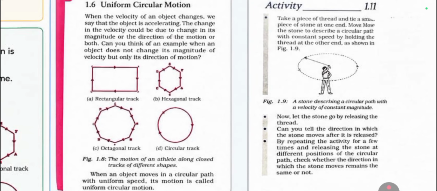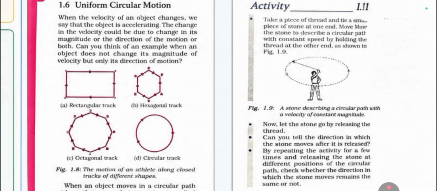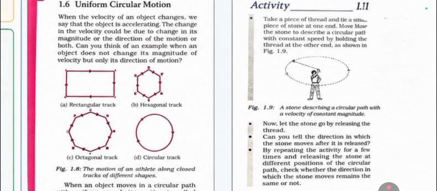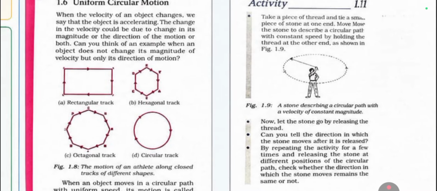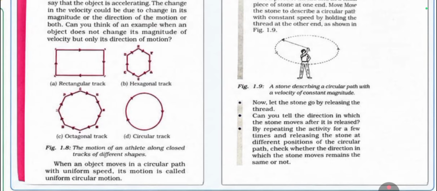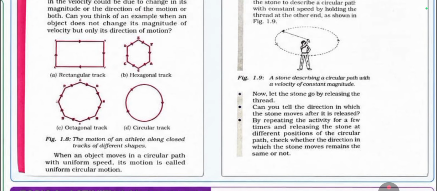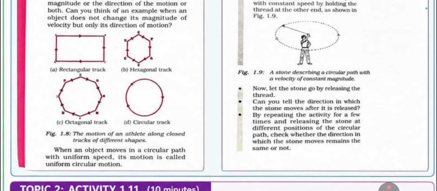Here we also have to give some textbook activity. Take a piece of thread and tie a small piece of stone at one end. Move the stone to describe a circular path with constant speed by holding the thread at the other end, as shown in the figure. Now let the stone go by releasing the thread. Can you tell the direction in which the stone moves after it is released? It is in a circular path.